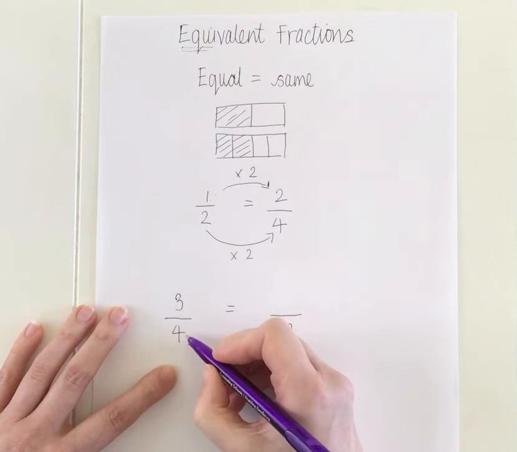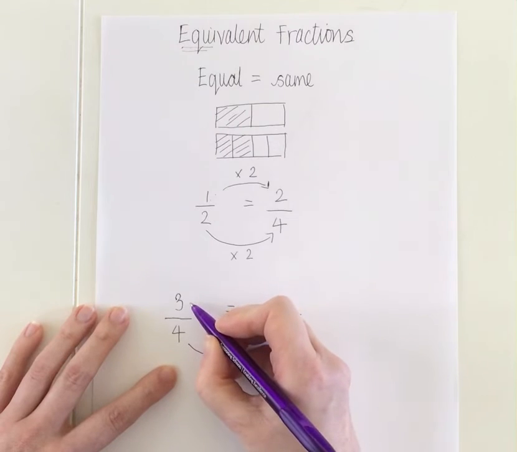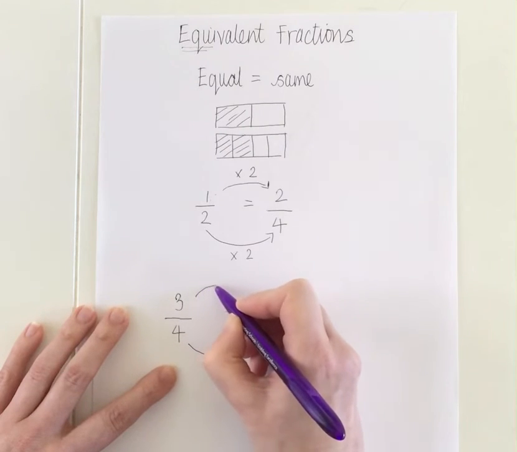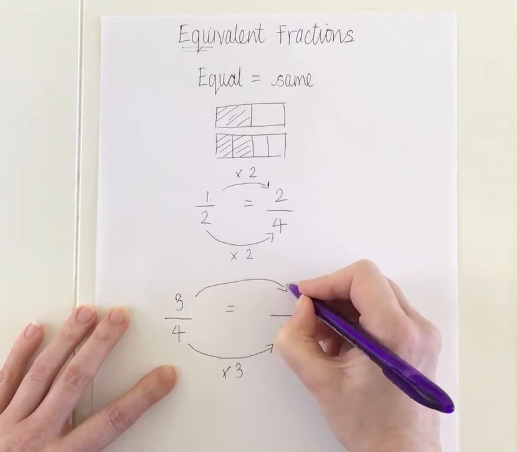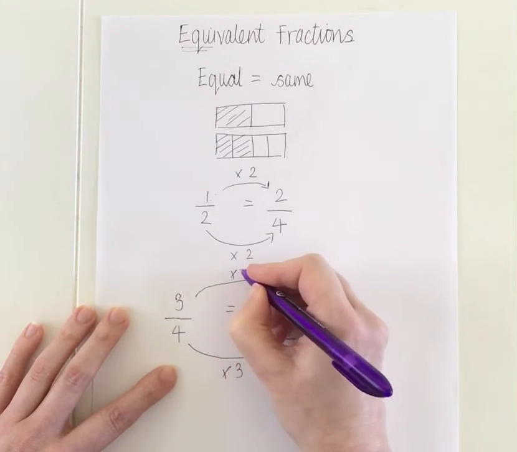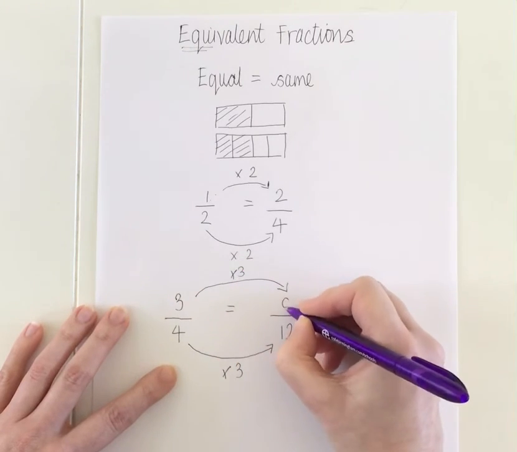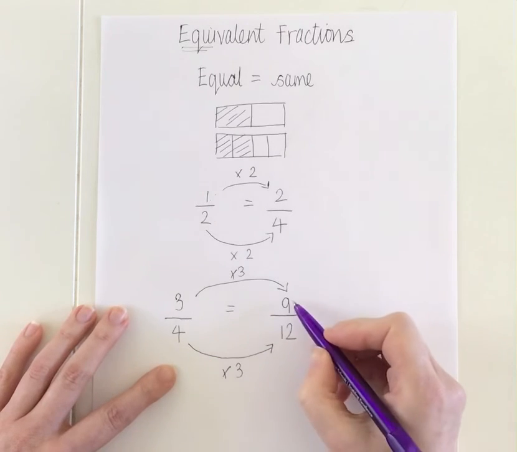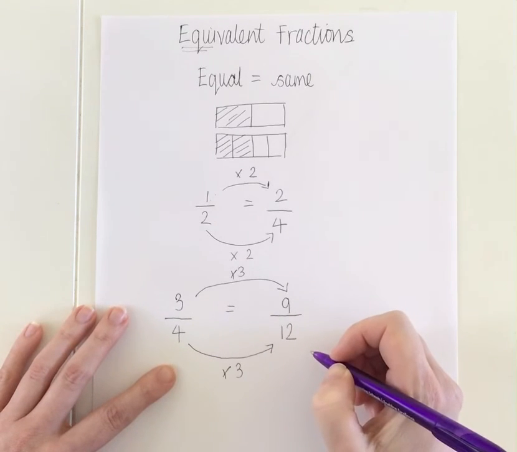So whatever I've done to the denominator, the bottom number, I'm going to do to the numerator, the top number, as well. And I'm going to say 3 times 3, and that's 9. So 3/4 and 9/12 are the same. They are equivalent to each other.